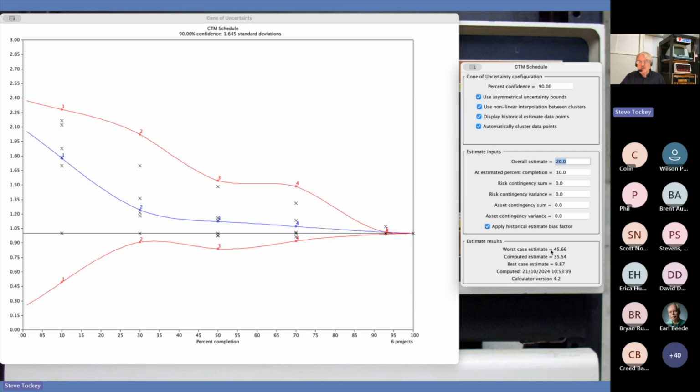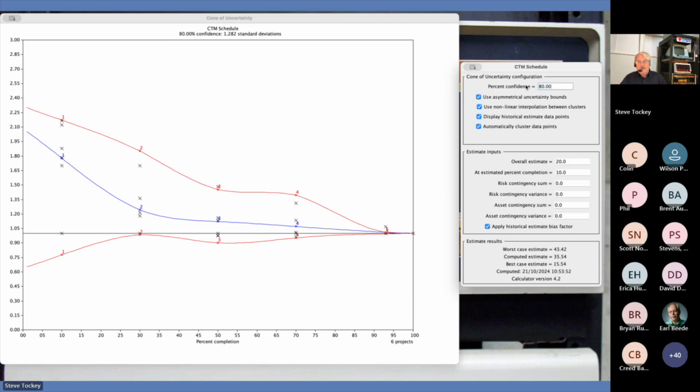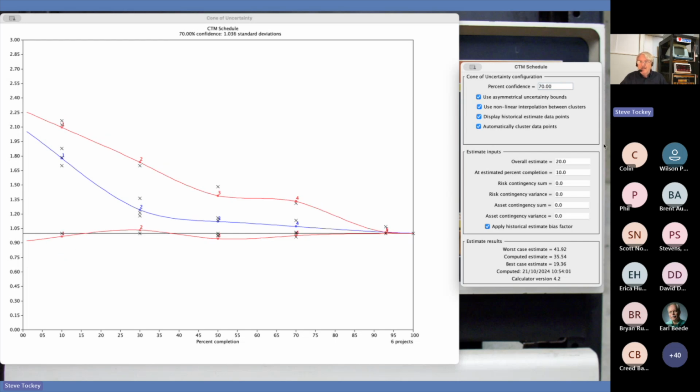Now, it could be as much as 45, and it could be as little as 9.8. Oh, and by the way, that's a 90% confidence. If I don't need 90% confidence, I want to back it off to 80%. Then you see my commitment is now between 15 and 43. If I'm happy with a 70% confidence, now we're between 19 and about 42, okay?